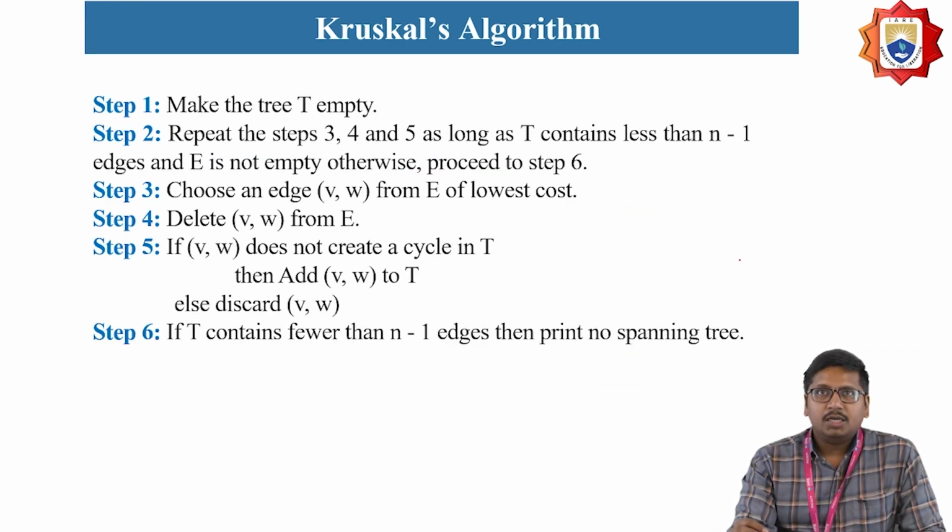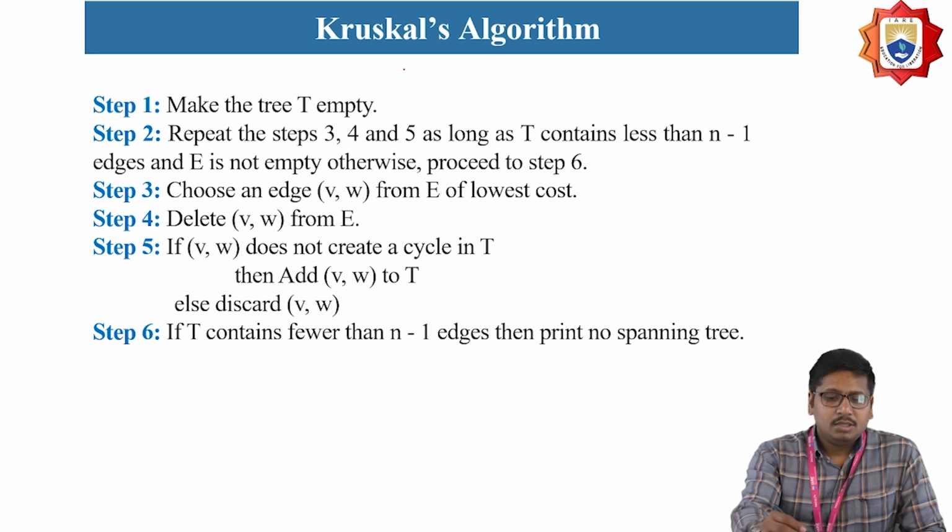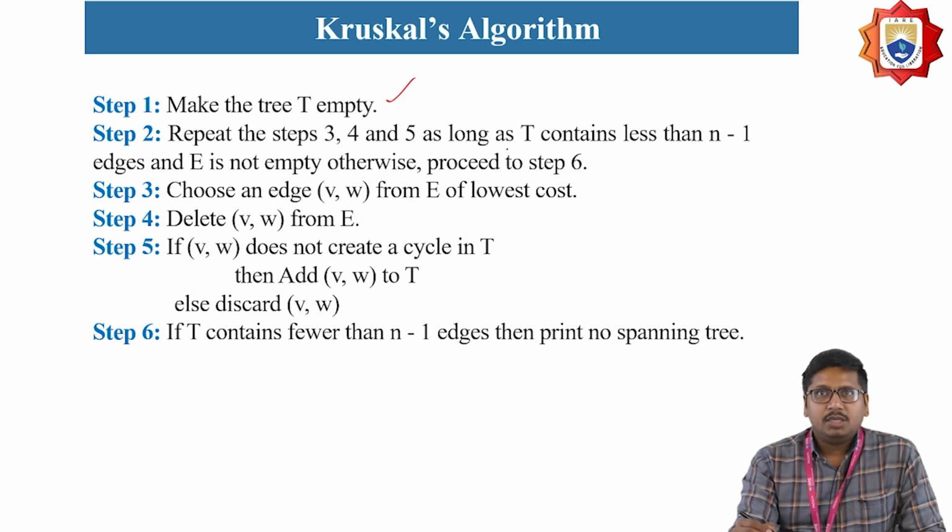So this should be the algorithm that I'm going to suggest here. First, make the tree empty, and then repeat steps 3, 4, 5 as long as T contains fewer than n minus 1 edges and E is not empty; otherwise, proceed to step 6. So if T contains fewer than n minus 1 edges, then print no spanning tree.